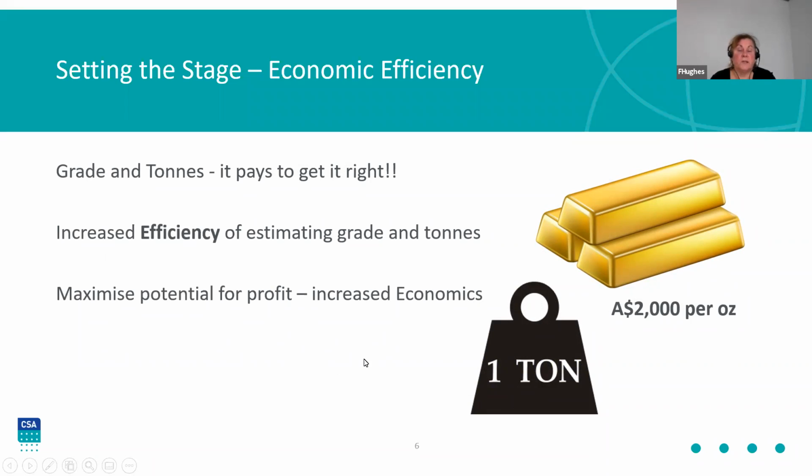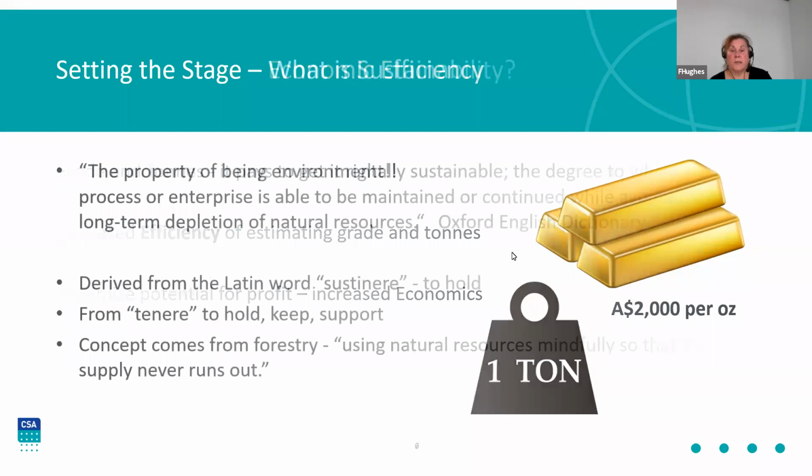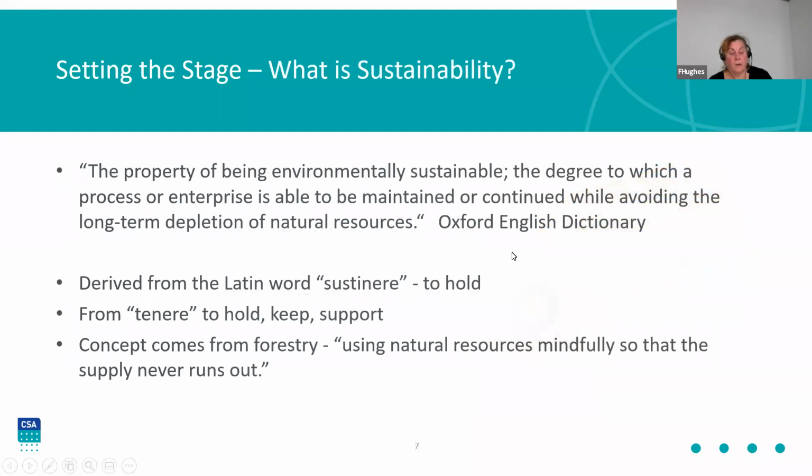So it pays to get it right. By estimating grade and tonnes well, you can increase your efficiency and maximize your potential profit, which is really the increased economics. That was just setting the stage for the sorts of things that can go wrong or right, because if you get an extra 0.1 gram per tonne gold, of course, that's a really good thing. But the point is that we need to actually pay attention to the details and carry that through right from the start during exploration phases.